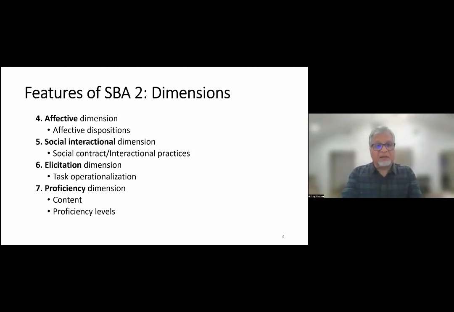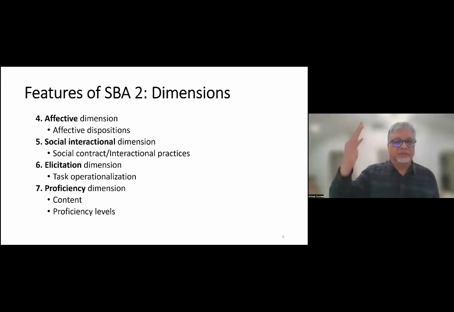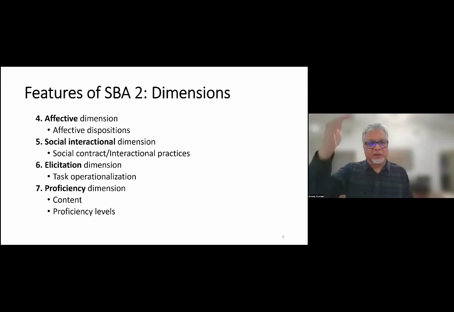Elicitation is another aspect. You elicit speaking while you are engaged in the task. And then, of course, there's the proficiency dimension in terms of the content as well as proficiency levels. You can have scenarios from, if you like, using the CEFR, from level 1 to level 6, so A1 to C2. So you can choose the proficiency level you would like the scenario to be based at.